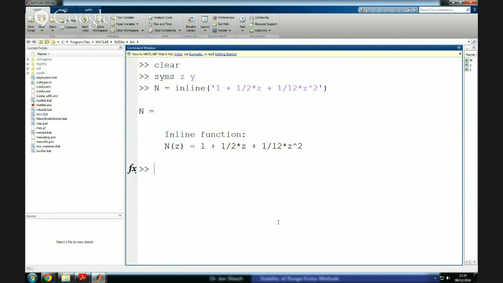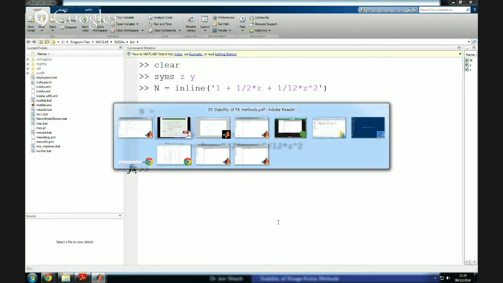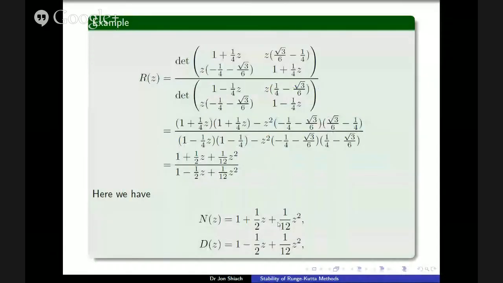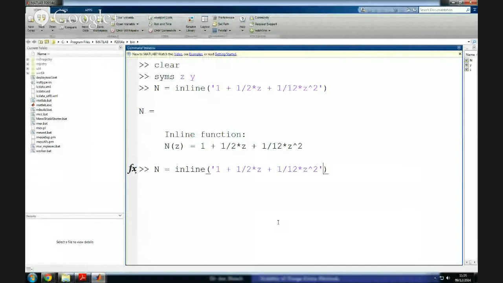Okay, and I do the same for the d, the denominator. So that's 1 minus a half z. So it's almost the same, really. So rather than type everything out again, I just press the up key. And I'm going to put a semicolon at the end. Okay, so I've defined 2 functions, n and d. What I can do with this is use symbolic maths to actually calculate what n I times y is.